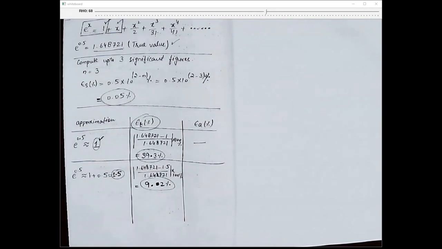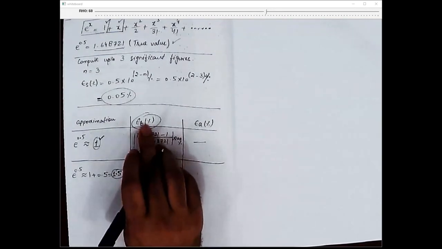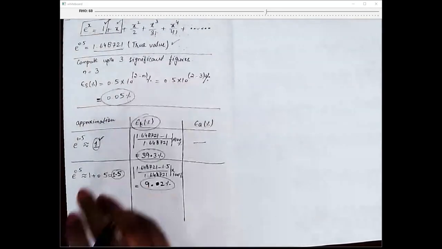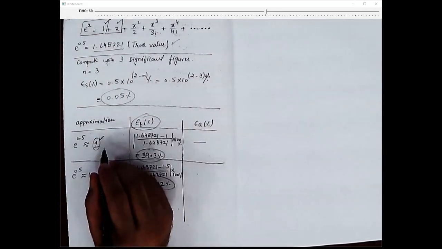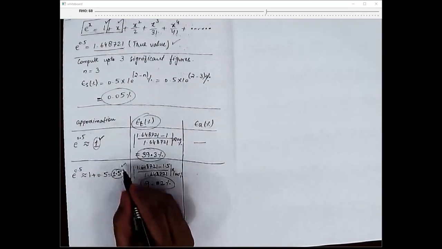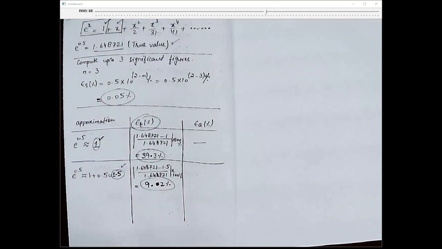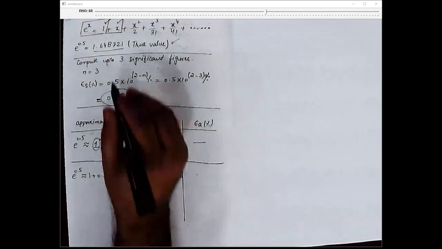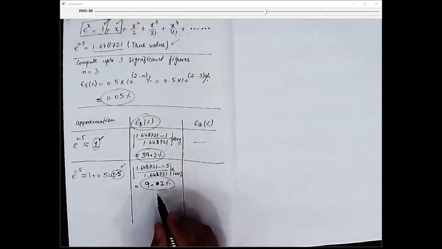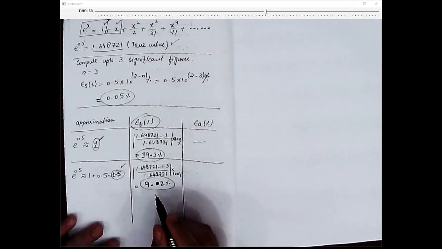So you remember what this is computing. ET is computing how far you are from the target. Target means the true value. When I was using 1 as the approximation, I was very far from the target. But now I am using 1.5 as the approximation, and this value is not that far from the target. So that's why the error decreases from 39.3% to 9.02%.